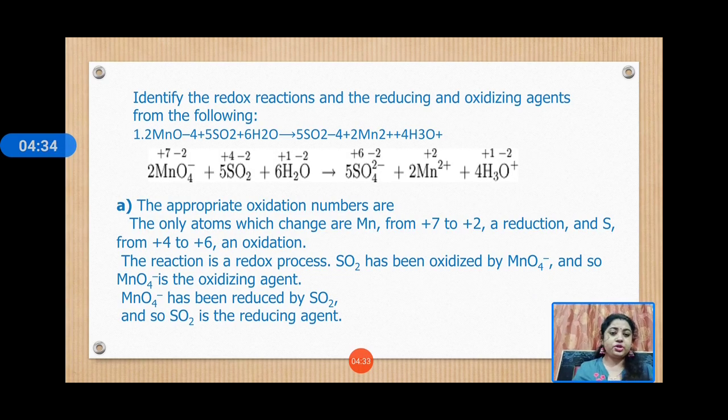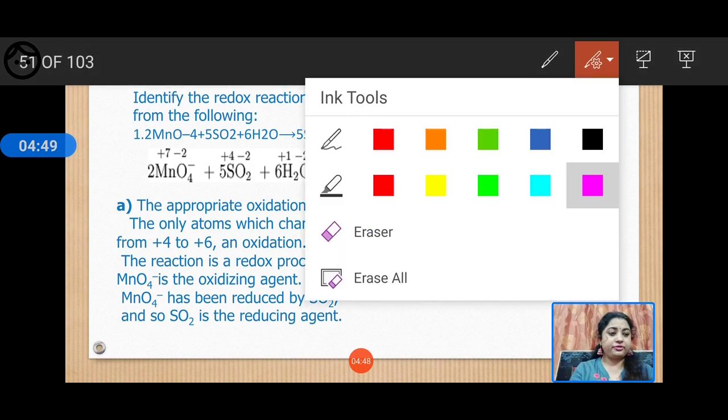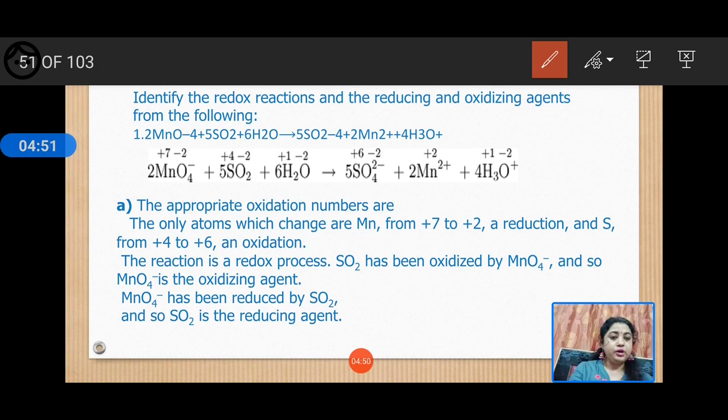Now here I am showing you a few examples. Here you have to identify the oxidizing and the reducing agent. So what is the first step you have to perform? The first step is that you have to write the reaction. Second step will always be to write the oxidation state on the top of every atom.